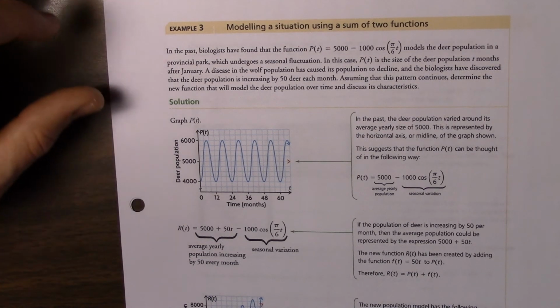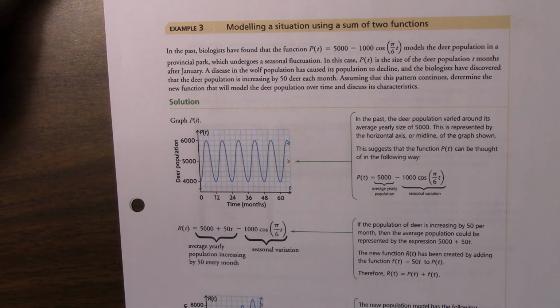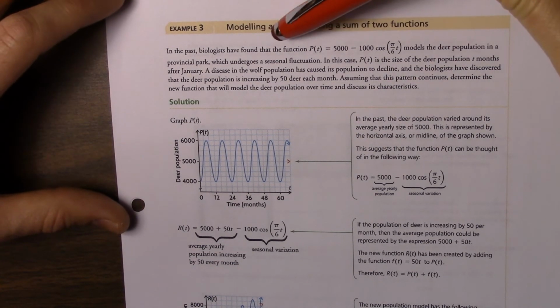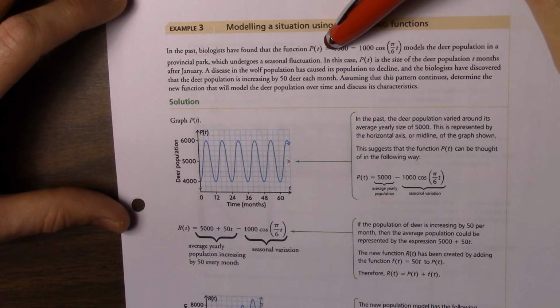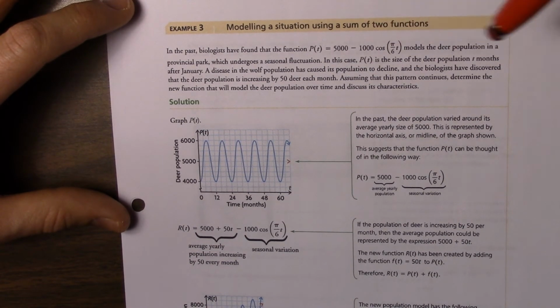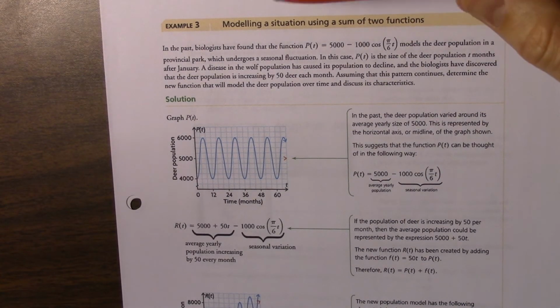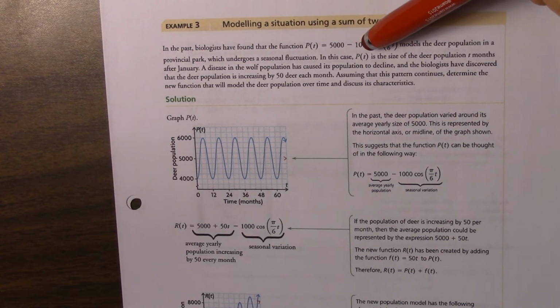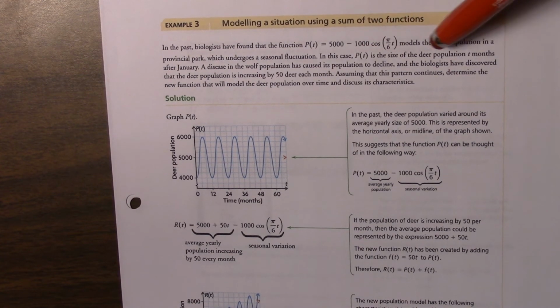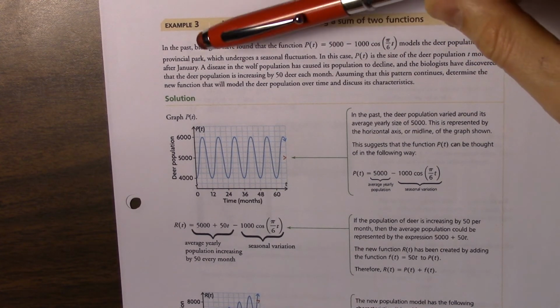Okay, number 3, modeling a situation using a sum of two functions. In the past, biologists have found that the function p at t is equal to 5,000 minus 1,000 cos pi over 6t models the deer population of Provincial Park, which undergoes a seasonal fluctuation. In this case, p at t is the size of the deer population. t is months after January.